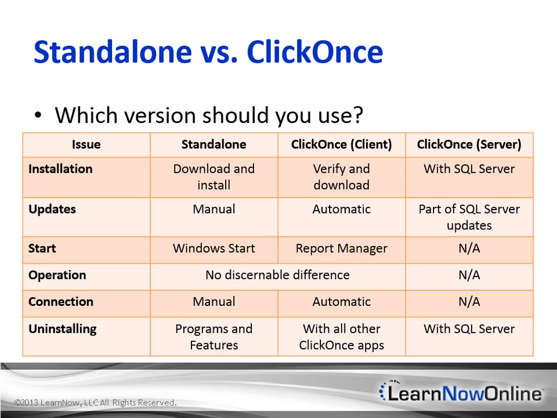And then the start, as I explained, the standalone is just a regular Windows start from the Start button. Click Once client is from the Report Manager, and you can't run the server version directly. It's installed on the server just so that you can install it on the client. As far as operation, building reports, doing things, all the feature set of the version, there's no discernible difference between the standalone and Click Once.